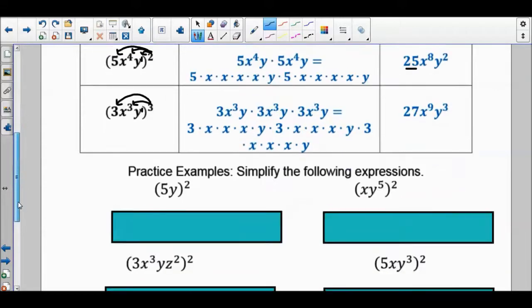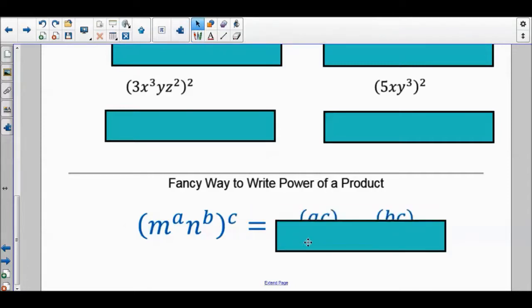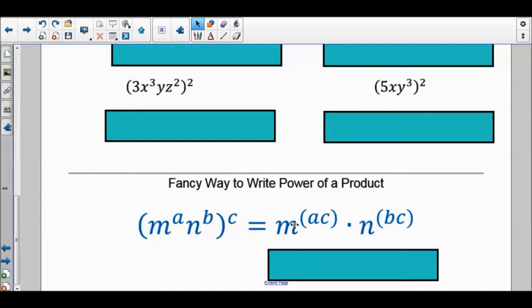Okay, so the way that we can write this in a fancy way or an algebraic way, if we had m to the a and n to the b, and then we had everything being raised to the c power, you're going to take that c and distribute it to everything. So it'd be m to the a times c times n to the b times c. So you're going to take that c and it goes to every single part of our term.